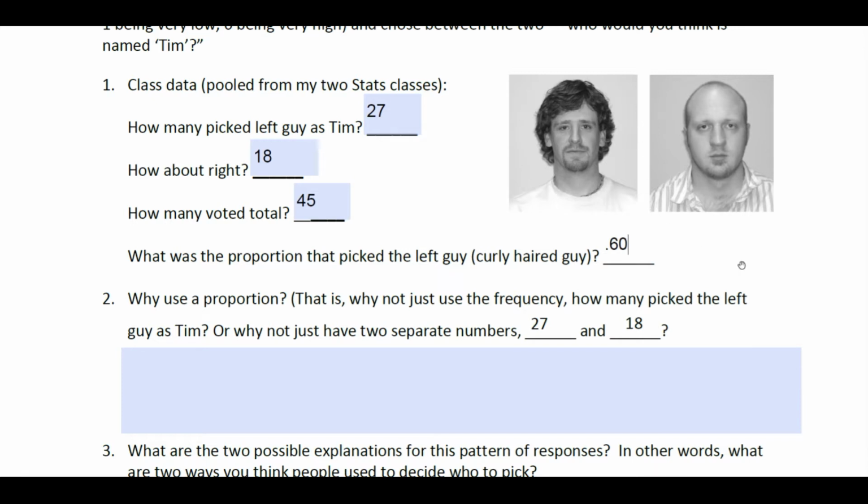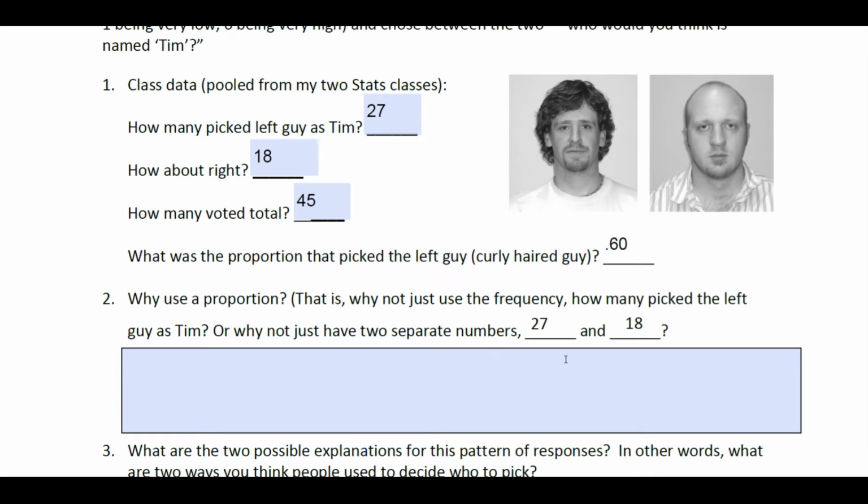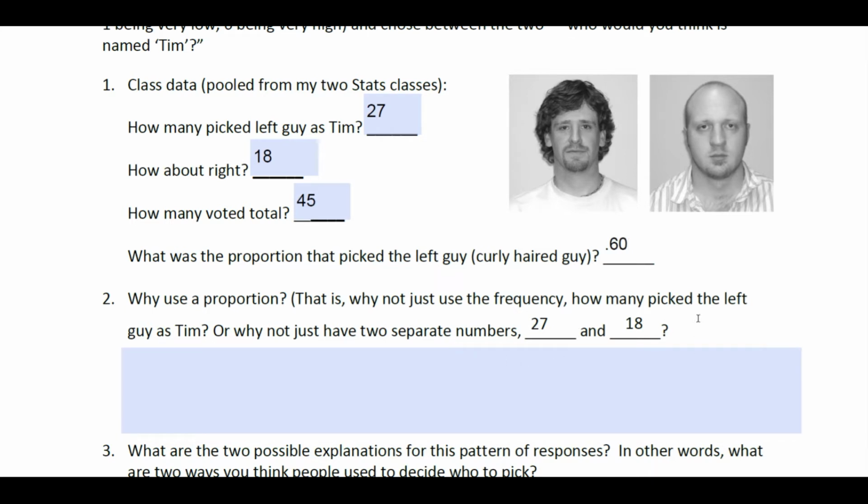So we have that question. If I tell you 27 and 18, you can see that this is obviously more, but your brain has to do a little extra work to figure out how much more. So this question is asking, what's the advantage of saying 0.6 or 60% pick the guy on the left versus 27 people can pick the guy on the left? Think about what that difference is.